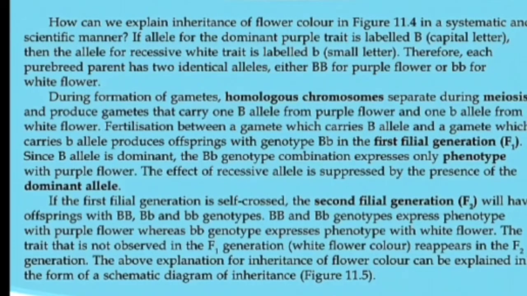If the first filial generation is self-crossed, the second filial generation will have offspring with double B capital letter, Bb capital and small letter, and double B small letter genotypes. Double B capital letter and Bb genotype express phenotype with purple flower, whereas double B small letter genotype expresses phenotype with white flower. The trait that is not observed in the first filial generation, which is white flower color, appears in the second filial generation. The above explanation for inheritance of flower color can be explained in the form of a schematic diagram of inheritance in figure 11.5.